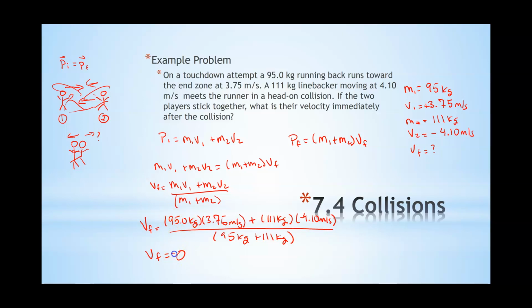So our final velocity is negative 0.4798543689 meters per second. Obviously, that's not to the correct number of sig figs. We do get 3 sig figs in our math, right? So we get this one, and this one. So that goes ahead and rounds this to our final velocity of negative 0.480 meters per second.